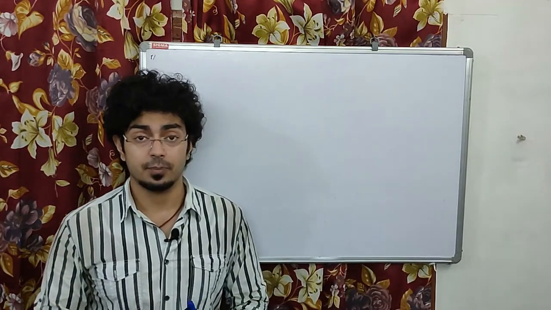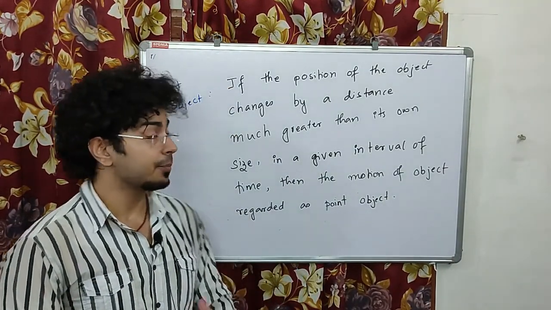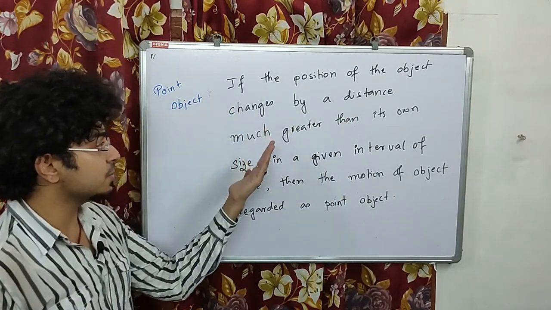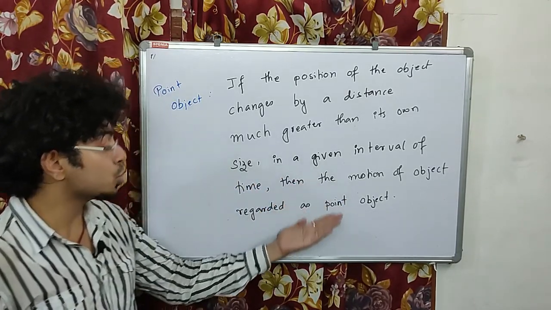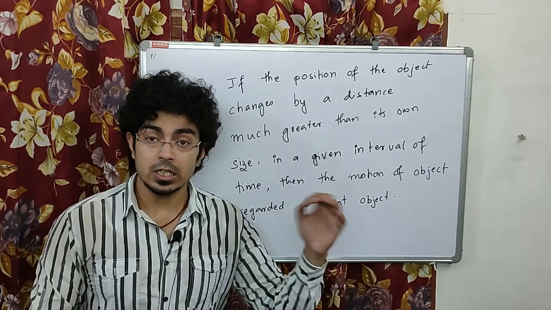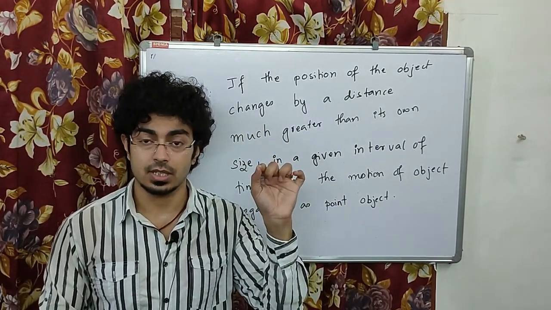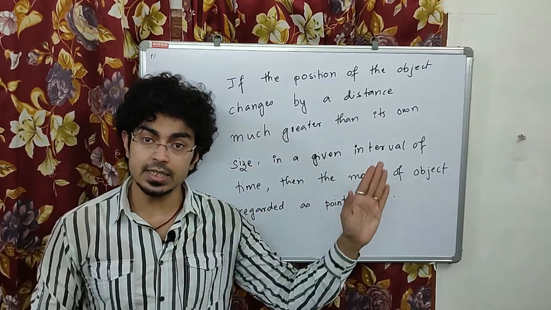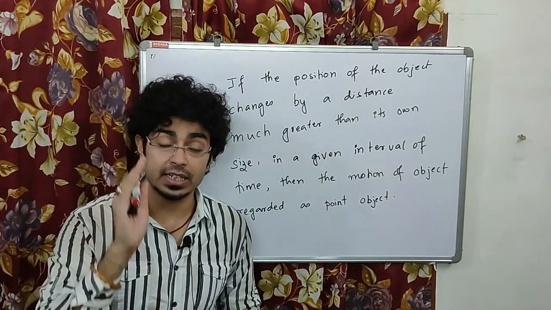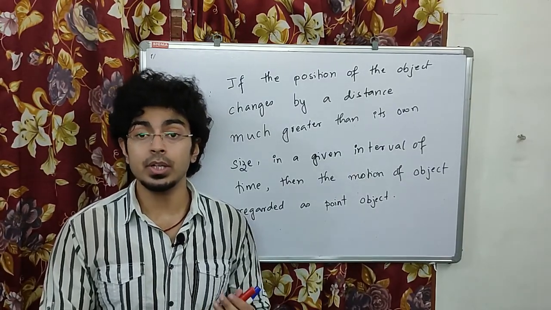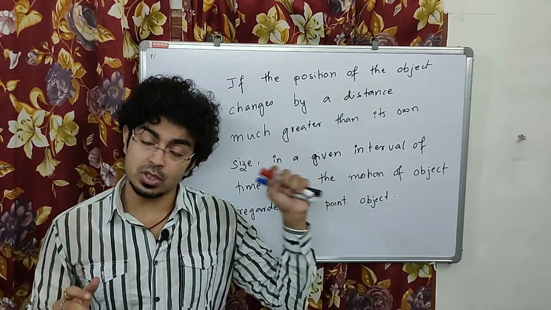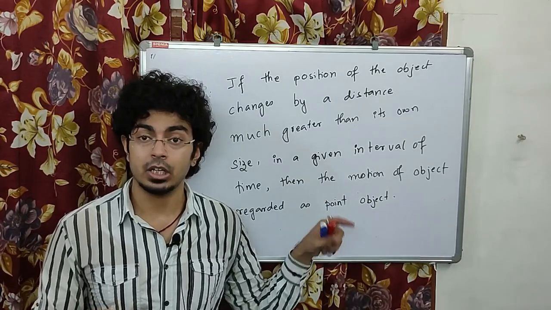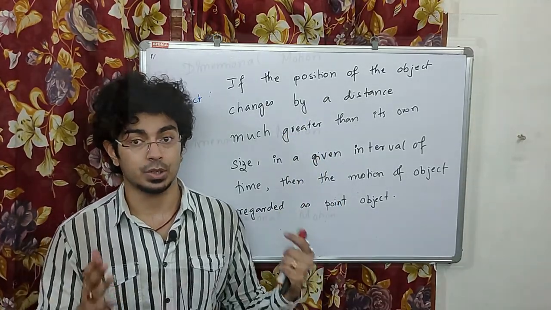Next we are going to study about point object. So what is a point object? Now the concept of point object. If the position of the object changes by a distance much greater than its own size in a given interval of time, then the object is regarded as a point object. Suppose a tiny object moves through a larger distance within a given interval of time, then we are going to consider it as a point object. We are going to study everything about point objects in this chapter. So try to understand what a point object is.